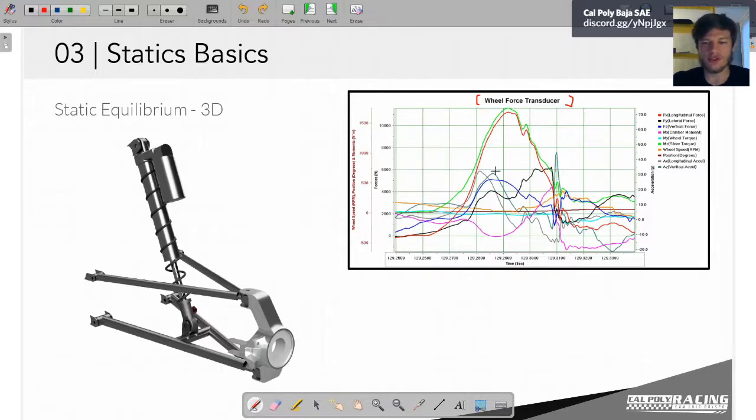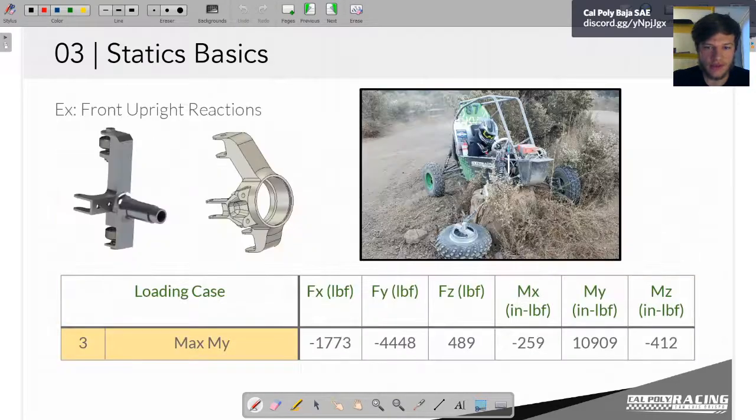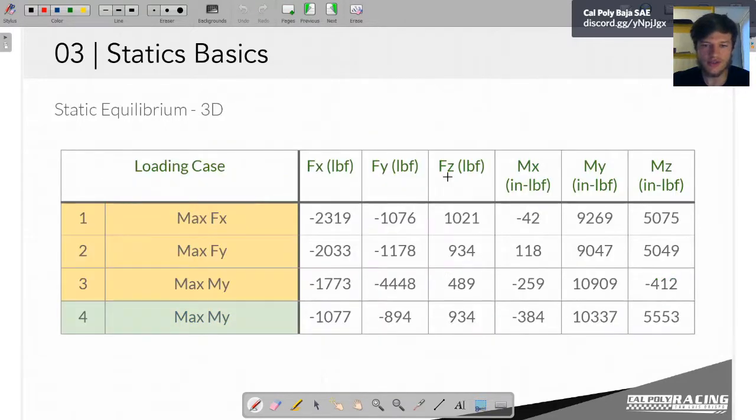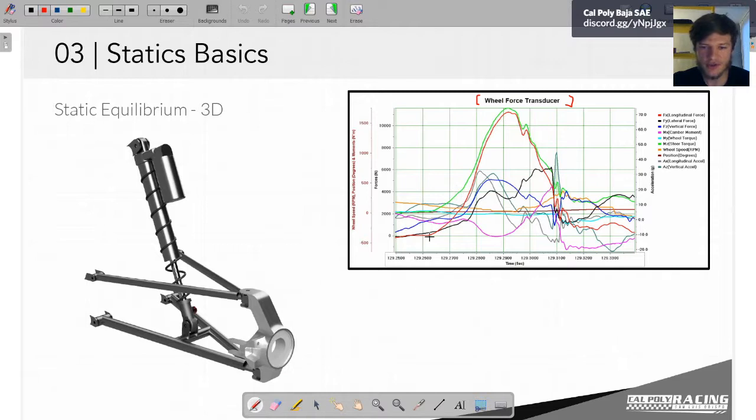So wheel force transducers for the Baja car basically look like this thing. So it looks like a big funky wheel, and it's really cool. It measures forces and moments in every direction. So you can see on here we've got force in the x, force in the y, force in the z, moment x, moment y, moment z. And then it measures a couple other things, but for our purposes today, we don't really care about those.